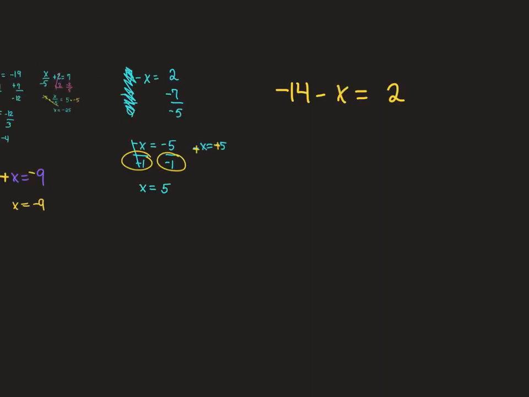Try this one. I made the 14 negative. That's different than this one. The 7 was positive. But try pushing pause, working this one out on paper, then hit play and see if you're right.